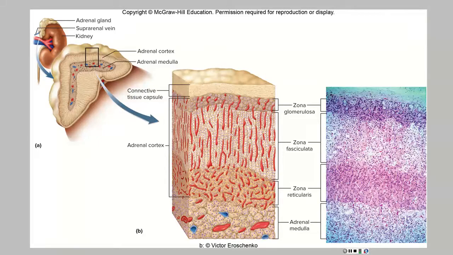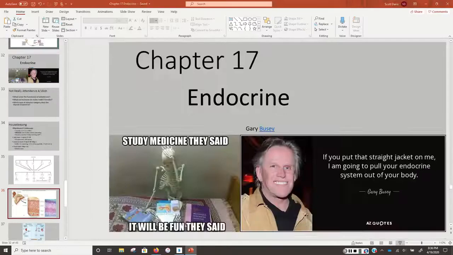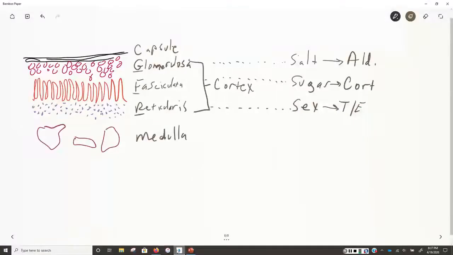So let's go over to our whiteboard and talk a little bit about some of the things that we've just said, but just kind of tie it together nicely. So over here, this is my awesome artwork of the adrenal gland. Up here at the top, this is the adrenal capsule. Doesn't play any role in endocrine.